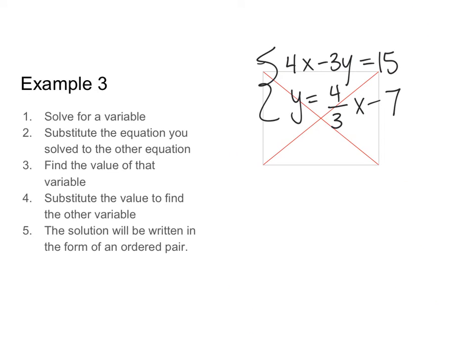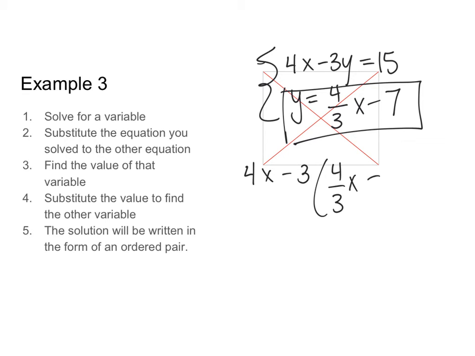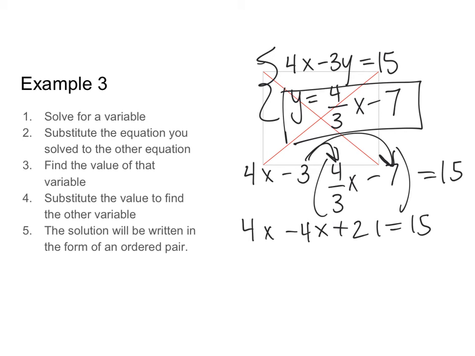On this one I have 4x minus 3y is equal to 15 and y is equal to 4/3 x minus 7. I'm going to plug the second equation into the first one because it's already solved for a variable. So now I have 4x minus 3 times 4/3x minus 7 should equal 15. So I'm going to use my distributive property. So now I get 4x minus 4x plus 21 is equal to 15. These cancel, so now 21 does not equal 15, so this means there is no solution.